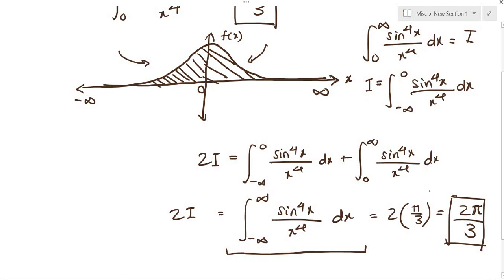So I hope you're satisfied with this blockbuster integral that we did today, because it was a really big journey to solve the problem.